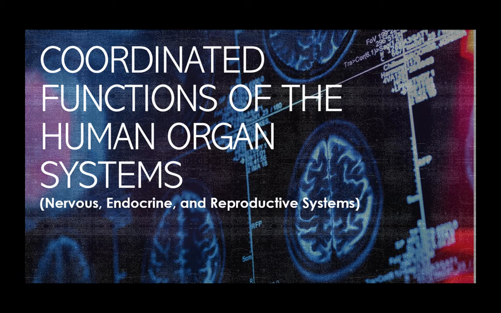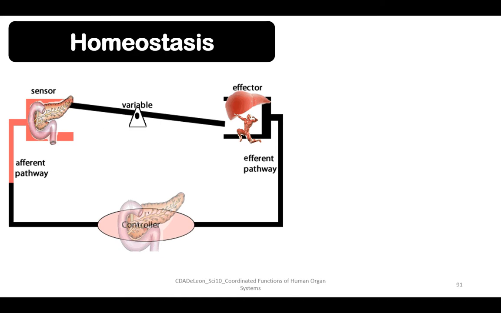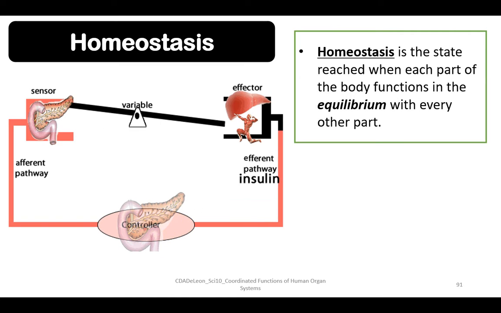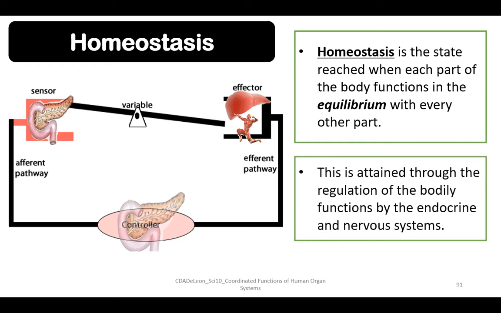This is video number 12 for the topic coordinated functions of the human organ system. So let's discuss the homeostasis and coordination of the organ systems. Homeostasis is a state reached when each part of the body functions in equilibrium with every other part. This is attained through the regulation of the bodily functions by the endocrine and nervous system.